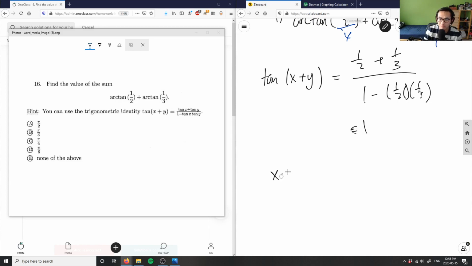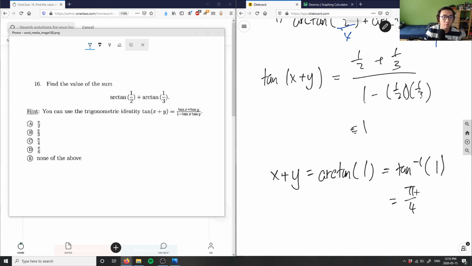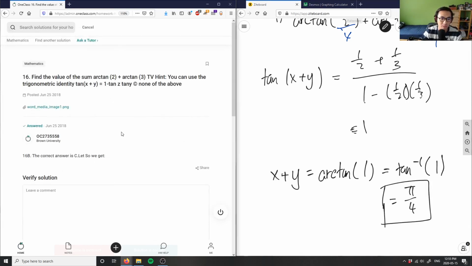I can say that x plus y is going to equal the arctan of 1, right? Because that's what we solve for. This is arctan of 1, which is simply the inverse tan of 1, which will give us pi over 4. So this solution here is our answer. This here is pi over 4, so the solution is C. So the solution is correct, but they didn't give us an analysis as well.